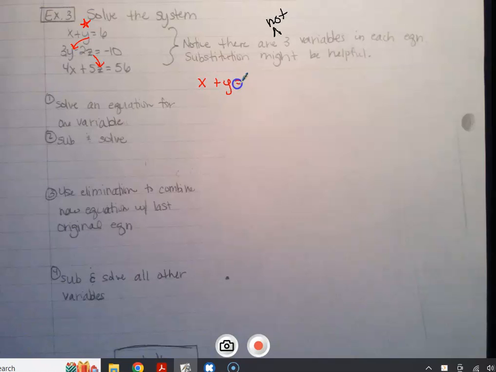So x plus y, that's not going to work? How's that not going to work? Because if we put it in, we're going to have 2 variables in the second one. No, never mind. Okay, that could work.